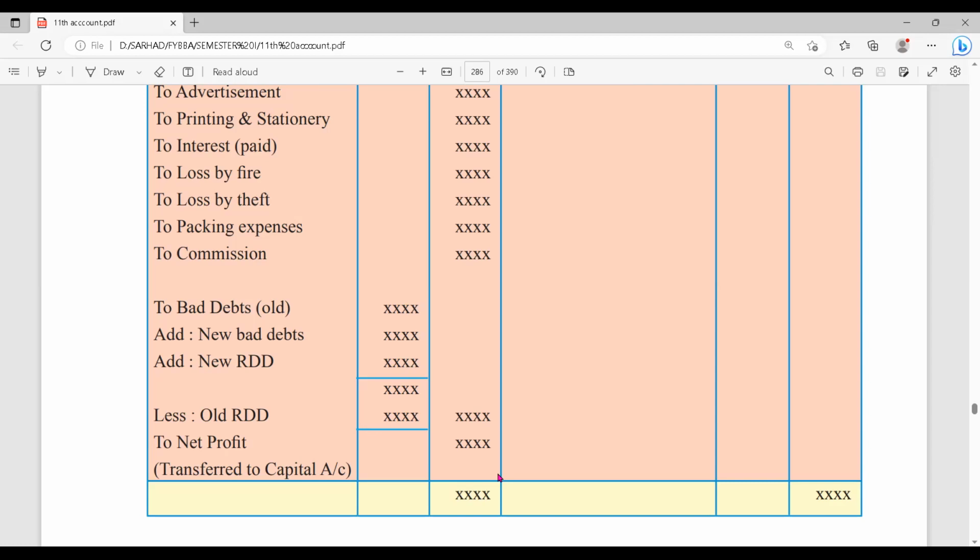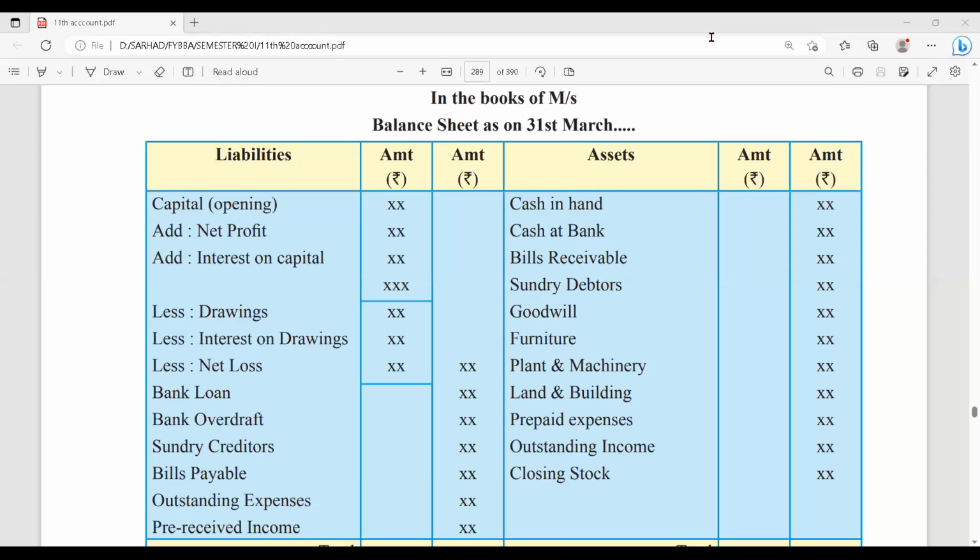Now we will go for the third statement, that is the statement of affairs, balance sheet. For the balance sheet, we will not write debit and credit. Remember, this is very important, as this is a statement and not an account. This question might be asked in your MCQs: balance sheet is a dash. The correct answer is, it is a statement and not an account. It is also known as statement of affairs.